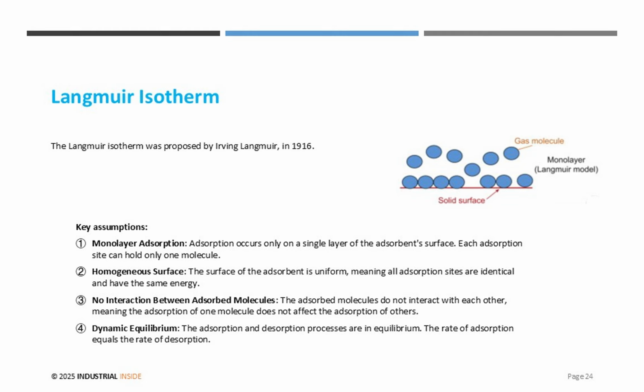The Langmuir isotherm, proposed in 1916, models monolayer adsorption on a uniform surface. It assumes each site holds only one molecule. All sites are identical. No interaction between adsorbed molecules. Adsorption and desorption are in dynamic equilibrium.